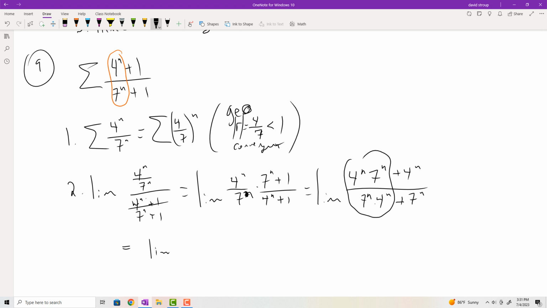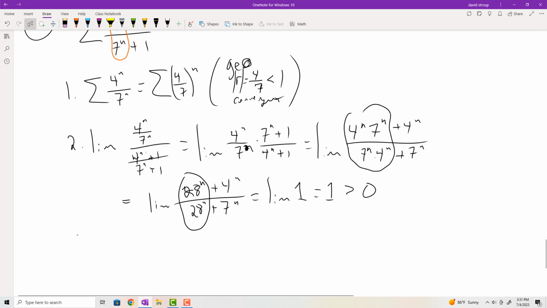If you multiply that out, 4 to the n times 7 to the n is the same as 4 times 7, which is 28 to the n, plus 4 to the n, all over 28 to the n plus 7 to the n. And then you could just circle this portion. That'll be the limit of 1, which is just 1, which of course is greater than 0 and finite. Therefore, both of them have the same behavior.